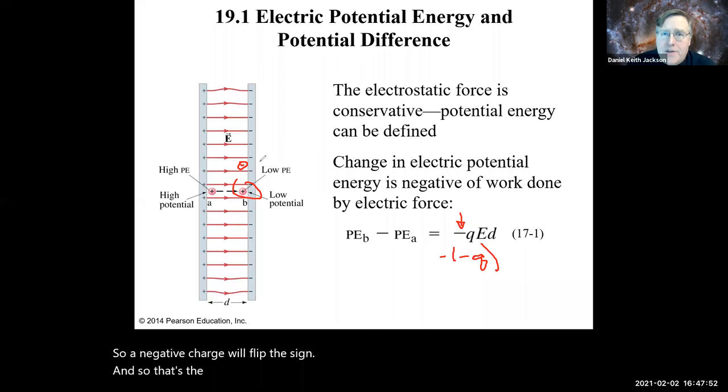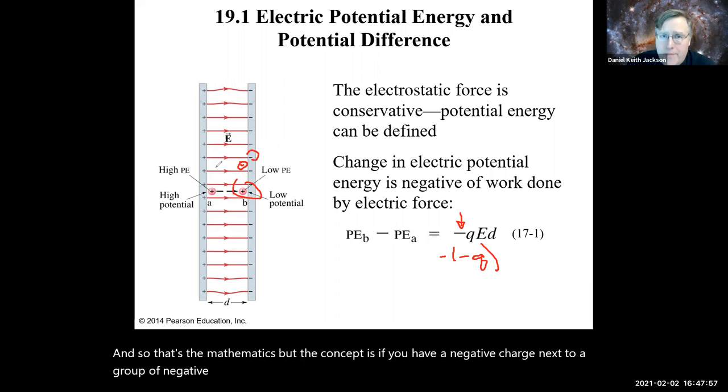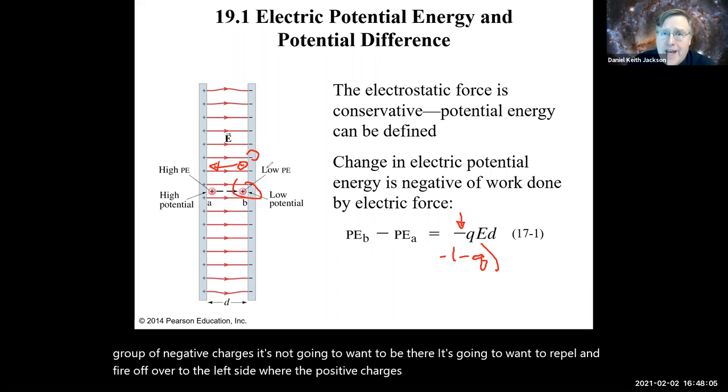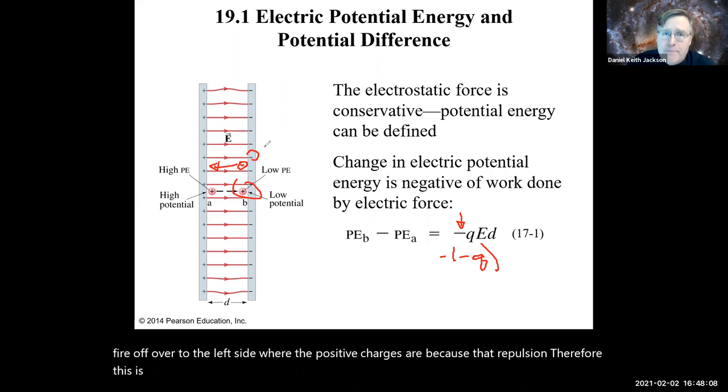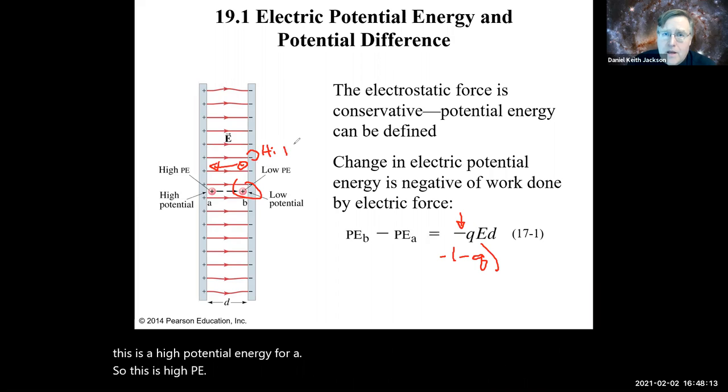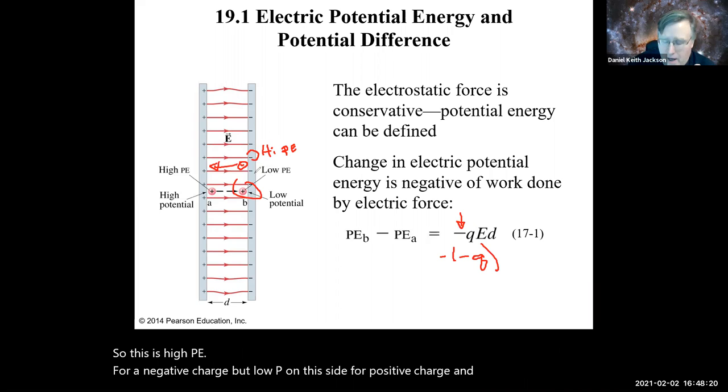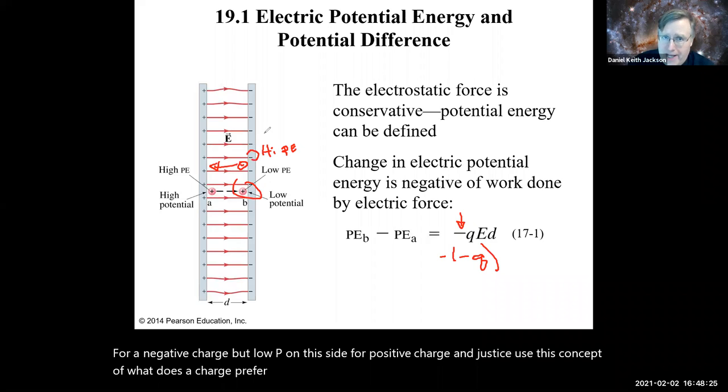But the concept is if you have a negative charge next to a group of negative charges, it's not going to want to be there. It's going to want to repel and fire off over to the left side where the positive charges are because of that repulsion. Therefore, this is a high potential energy, so this is high PE for a negative charge, but low PE on this side for a positive charge. And just use this concept of what does a charge prefer to do to understand whether it is in a high potential energy or low potential energy situation.